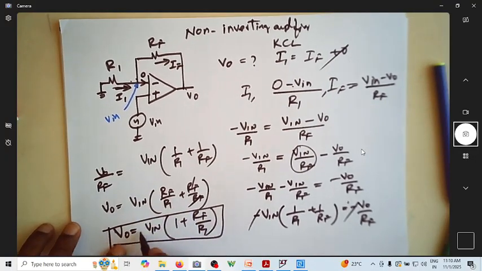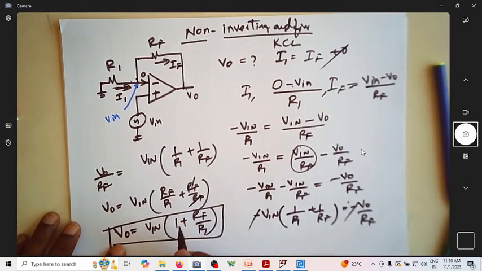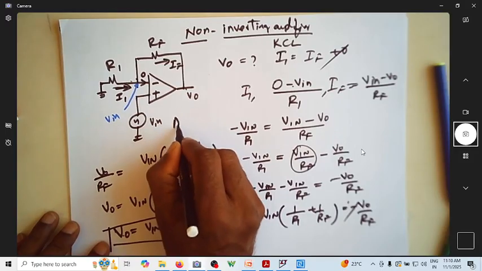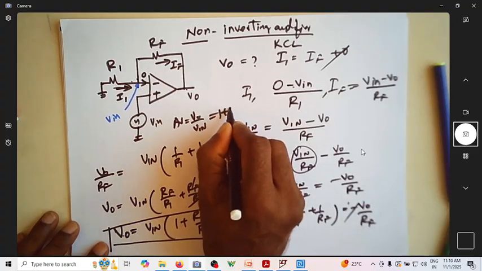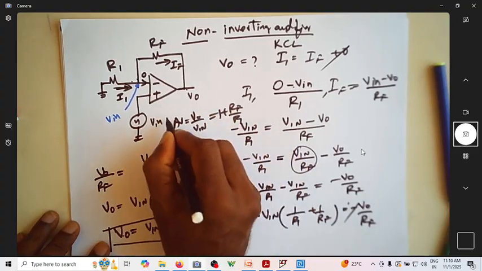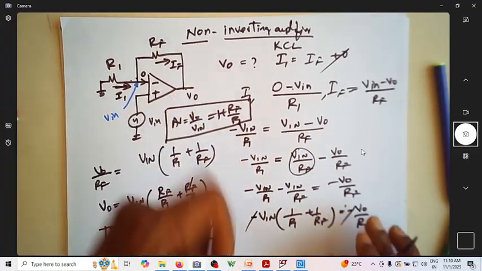So you can see there is no sign here. There is no negative sign. So that's why it is called a non-inverting amplifier. So what is the gain of the amplifier? It is V naught by V in. AV is equal to V naught by V in, is equal to 1 plus RF by R1. This is the expression for voltage gain of a non-inverting amplifier.